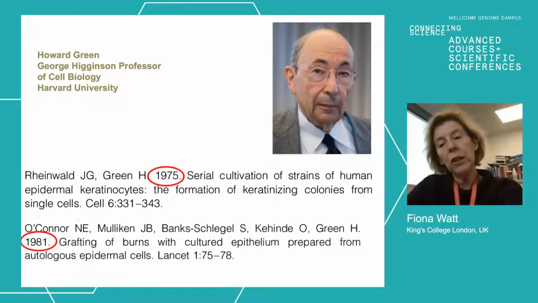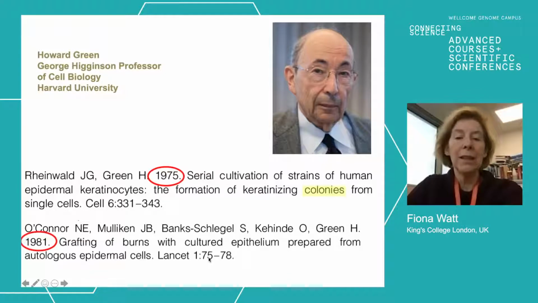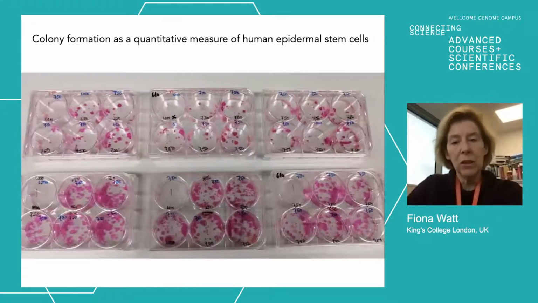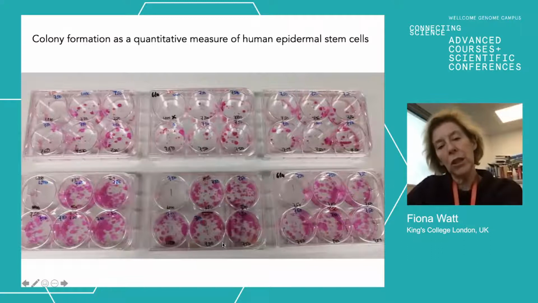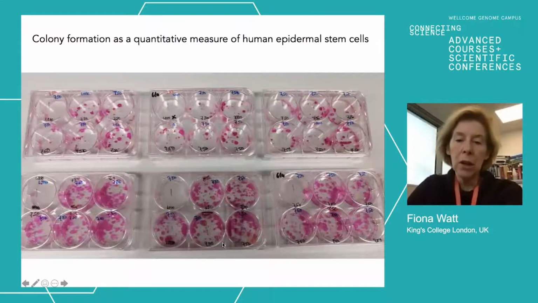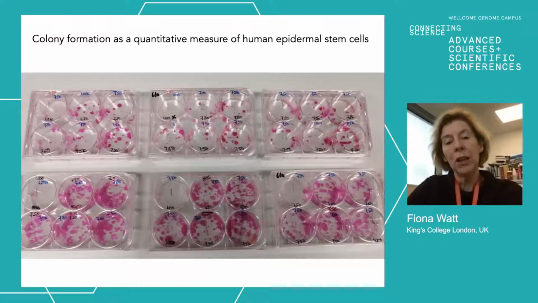But it's interesting to note that the assay that Howard used for quantifying stem cells was to count the number of colonies growing in the dish. And this is an assay that we use in my lab and many other labs routinely to the present day. This is just a picture of a colony forming assay that we carried out when we wanted to measure or evaluate different types of serum for growing the cells in.